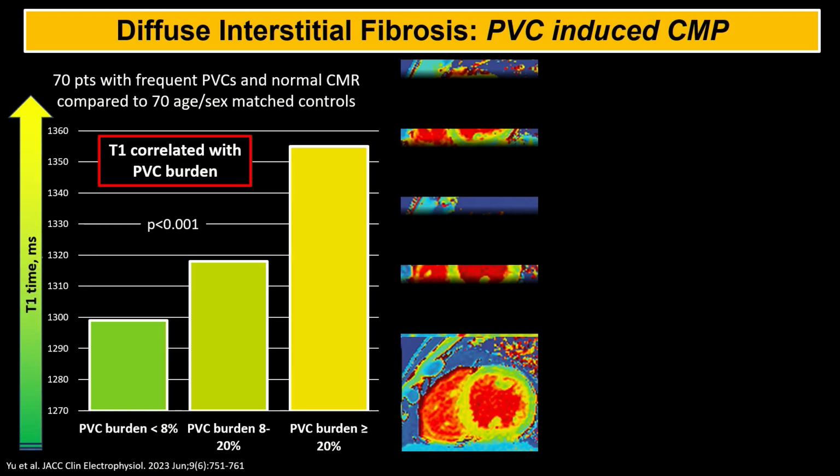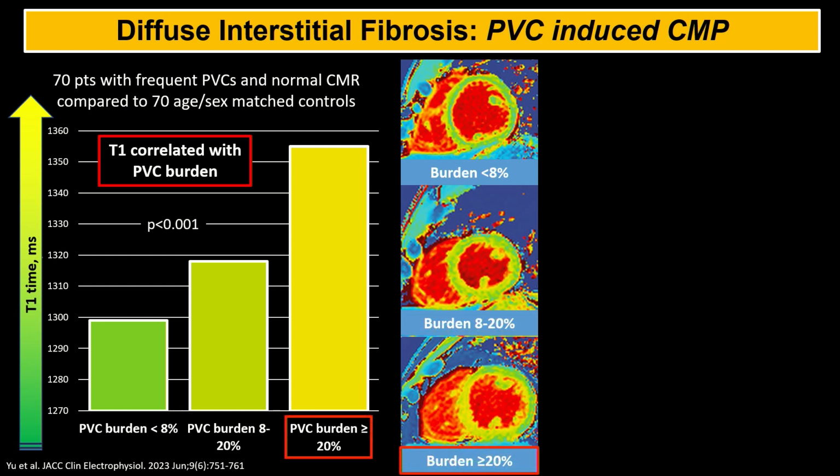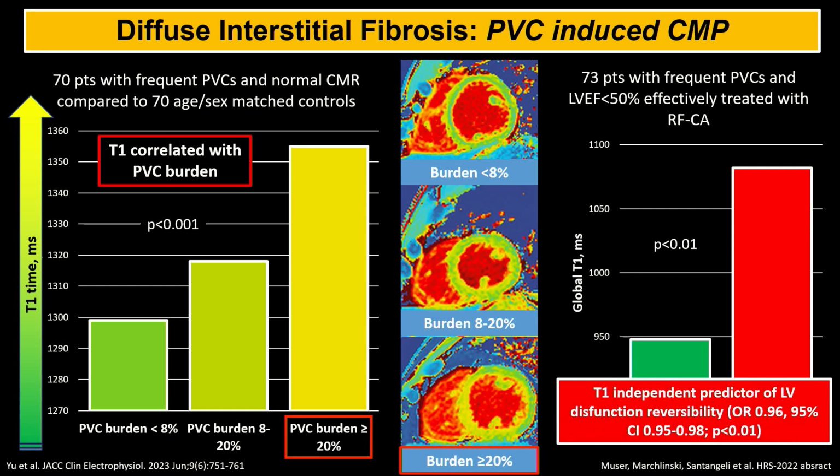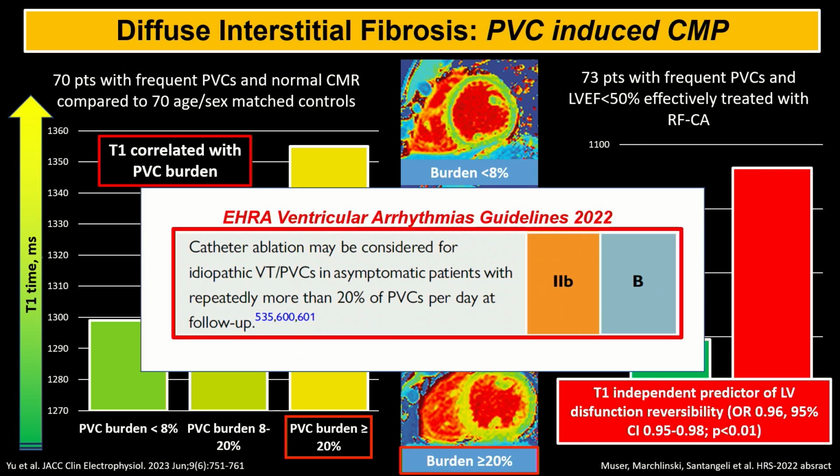And now we have also data showing how, in patients with frequent PVCs, the T1 mapping values increase accordingly with the PVC burden, becoming particularly high when the PVC burden is more than 20% per day. We have also demonstrated that T1 mapping is an independent predictor of LV dysfunction reversibility in PVC-induced cardiomyopathy. And it is on this basis that the most recent European Society of Cardiology guidelines have put a recommendation of class 2B for the PVC ablation, even in asymptomatic patients when the PVC burden is very high, higher than 20%.